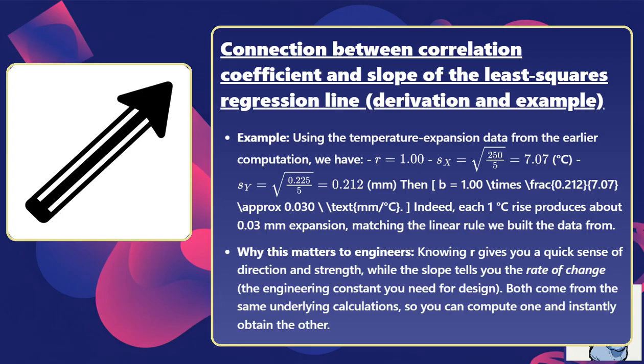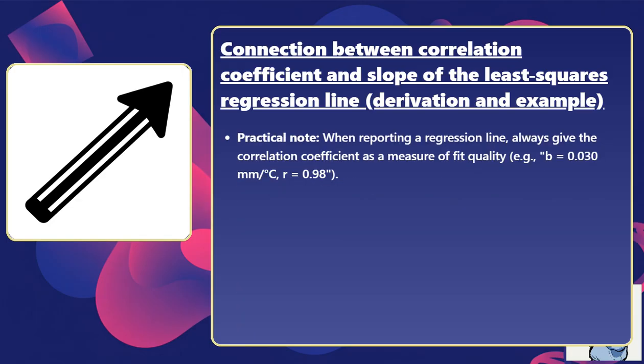Why this matters to engineers: knowing r gives you a quick sense of direction and strength, while the slope tells you the rate of change, the engineering constant you need for design. Both come from the same underlying calculations, so you can compute one and instantly obtain the other. Practical note: when reporting a regression line, always give the correlation coefficient as a measure of fit quality. For example, b equals 0.030 millimeters per degree Celsius.